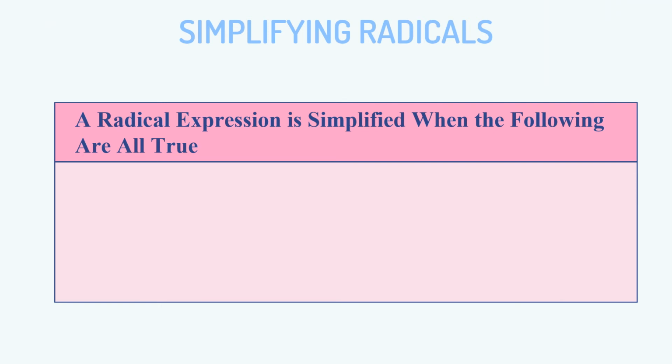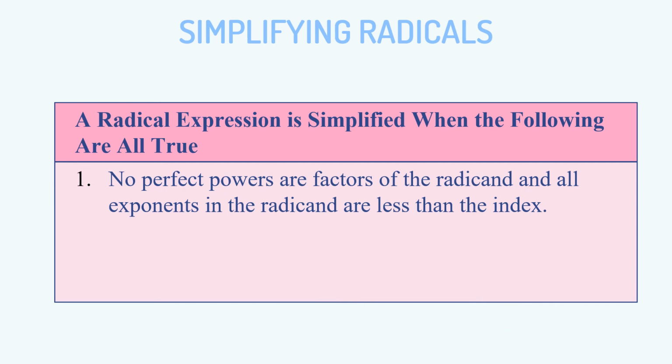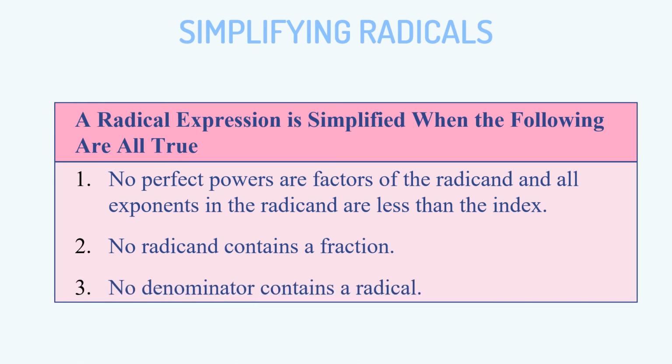And how do I know that a radical expression is in simplest form? Here we have some guidelines that can help us determine if a radical expression is in simplest form. Number 1, no perfect powers are factors of the radicand, and all exponents in the radicand are less than the index. Second one, no radicand contains a fraction. And number 3, no denominator contains a radical. So every time that you simplify a radical, you can check these guidelines to check the radical expression is in simplest form.